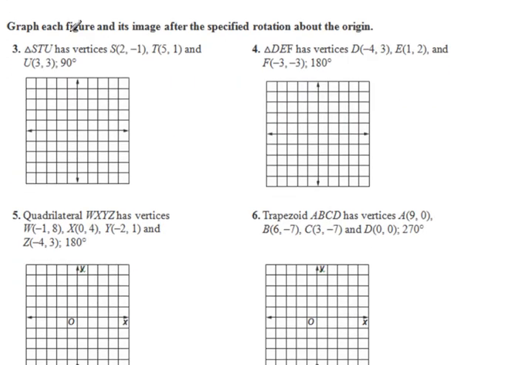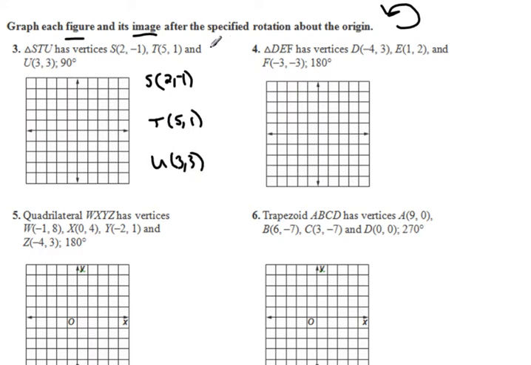Okay, number 3, we want to graph each figure and its image, so we've got 2 jobs here after the specified rotation about the origin. So that means that all of these are going counterclockwise, and we're just looking at the rules that we learned in our notes. STU has vertices of S, which is 2, -1. T is 5, 1. And U is 3, 3. And we want to rotate it 90 degrees.